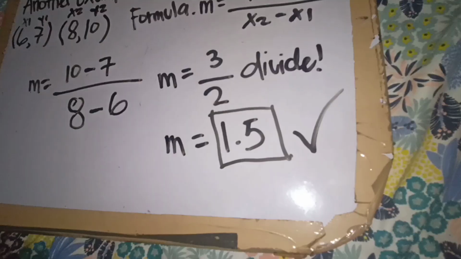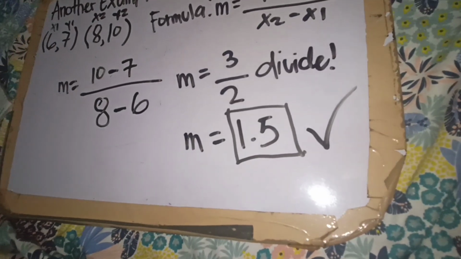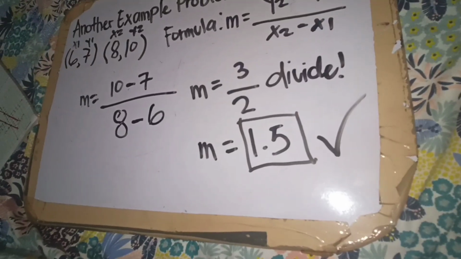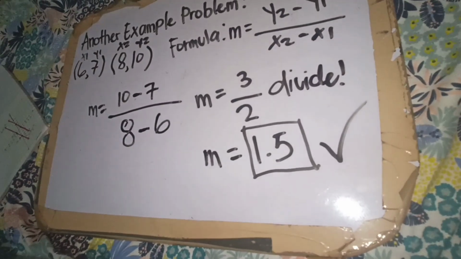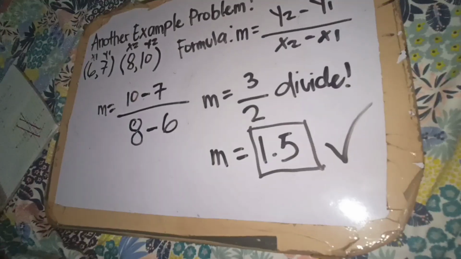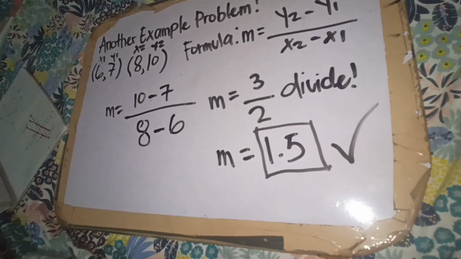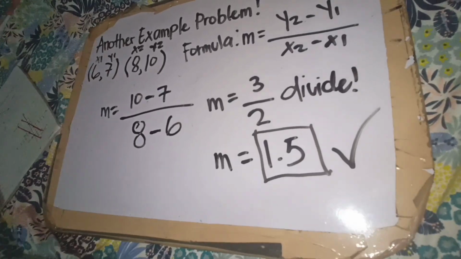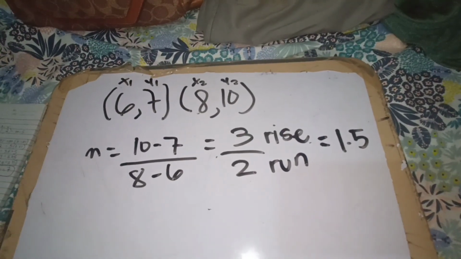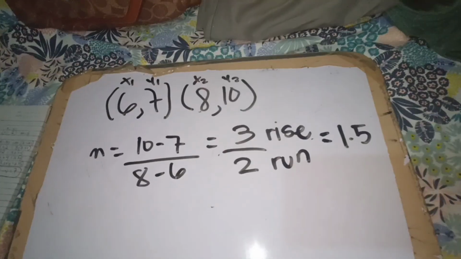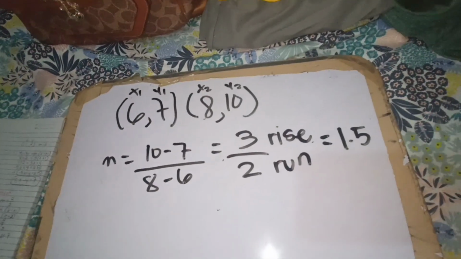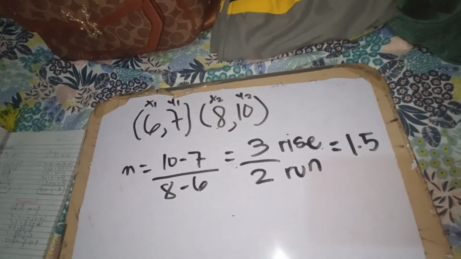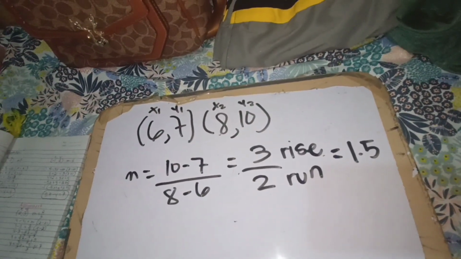What does 1.5 mean? For every 1 unit increase in x, y increases by 1.5 units. So the line is rising, not falling. The slope is 1.5. That's the final answer. Nothing more to simplify. Again, slope can also be explained as rise over run. The rise is the change in y values and the run is the change in the x values. In this example, the rise is 3 and the run is 2.